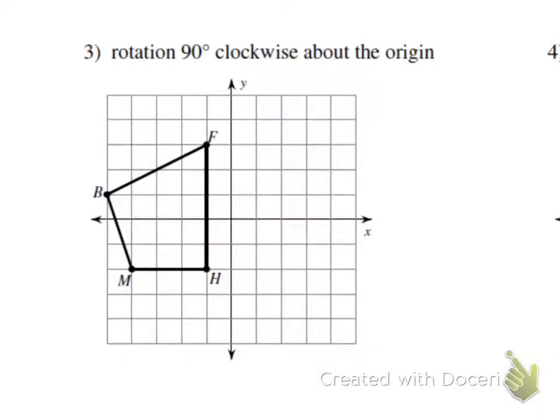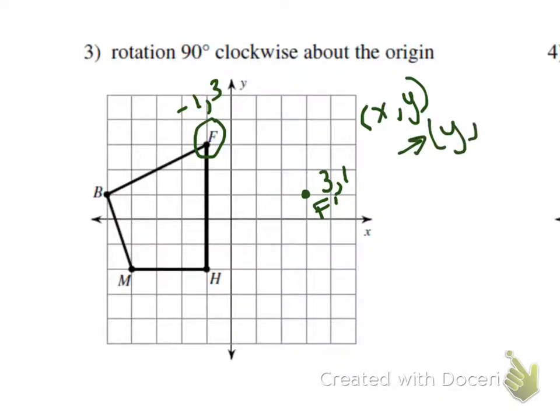Okay, if I'm going clockwise, let's take this point right here. This is at (-1, 3). It's going to go to (3, 1). Because remember, my rule for 90 degrees clockwise is (x, y) goes to (y, -x). My y's go into my x's, and my x's flip sign and go into my y's. So that's my F prime.